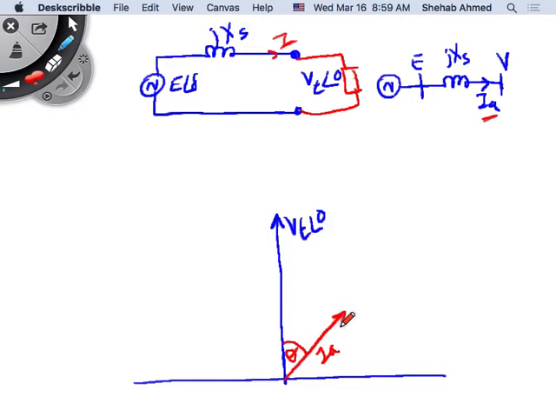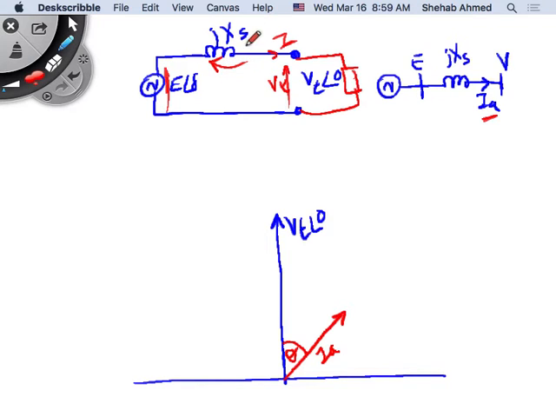I can go back to the equations, but I can also draw this on the phasor diagram. So what does the phasor diagram look like? I will take this voltage and multiply the current by this reactance, and then I will be able to calculate E with its angle. Correct? So how do I draw this voltage drop?